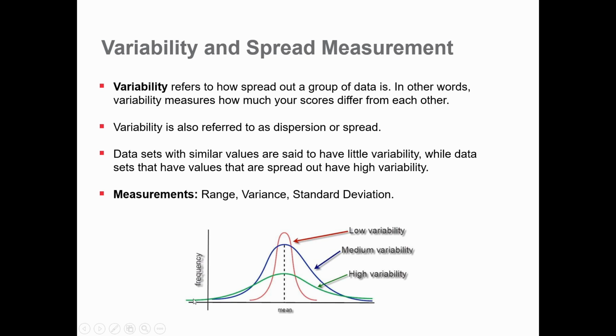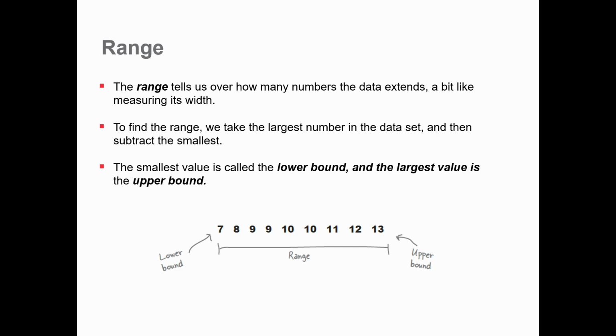If the data is hugely spread, then it has high variability. It gives the first impression of any data set. Let's see how to measure the spread using range. Range is very simple. It is the upper bound minus the lower bound.